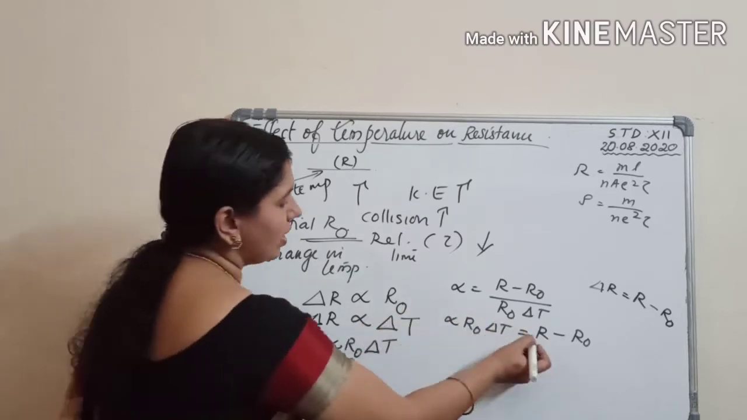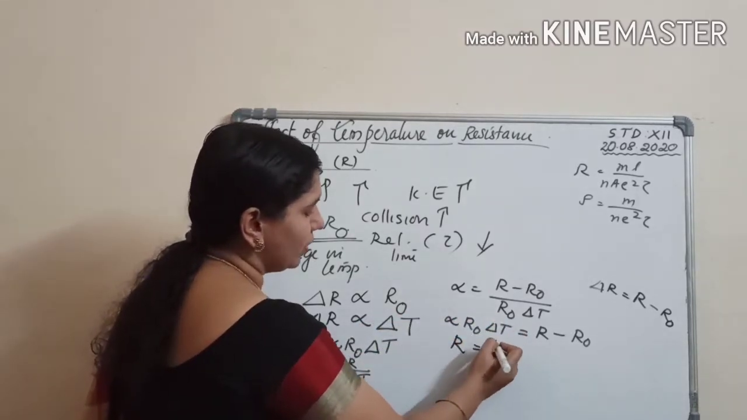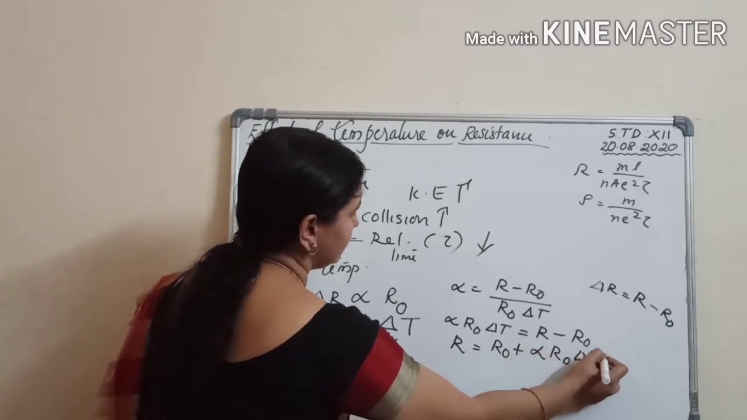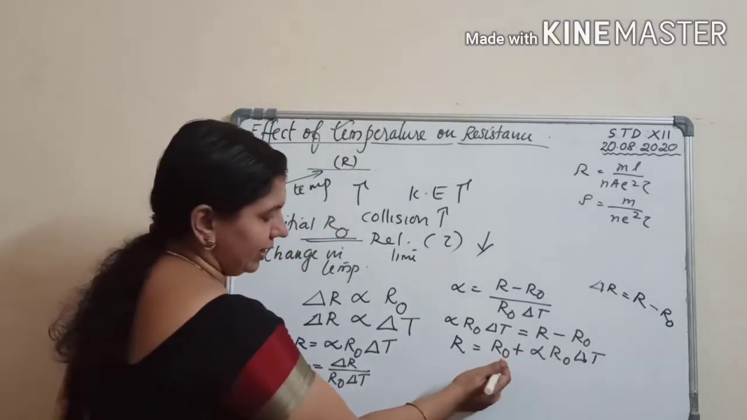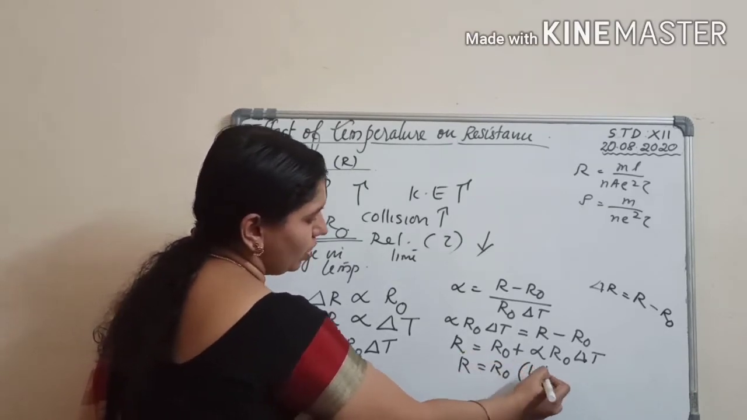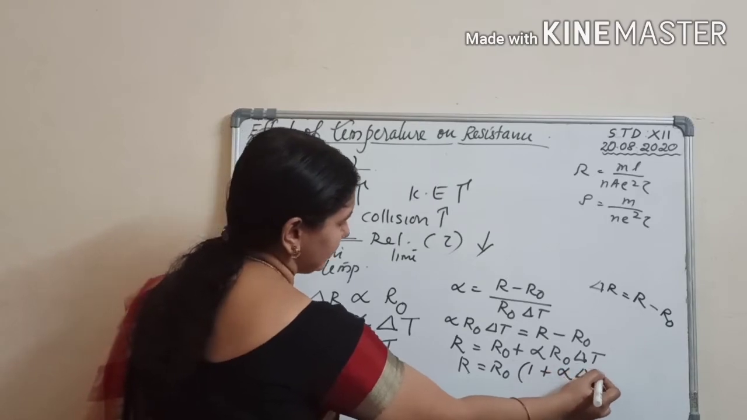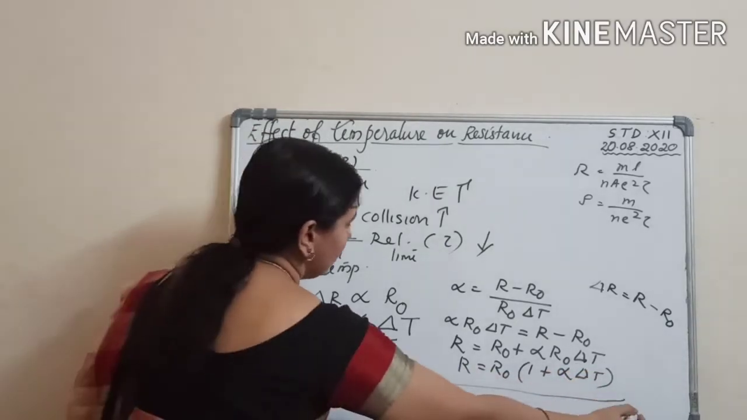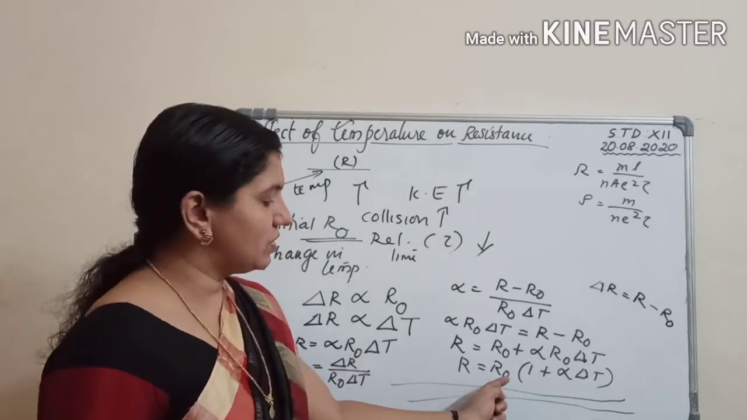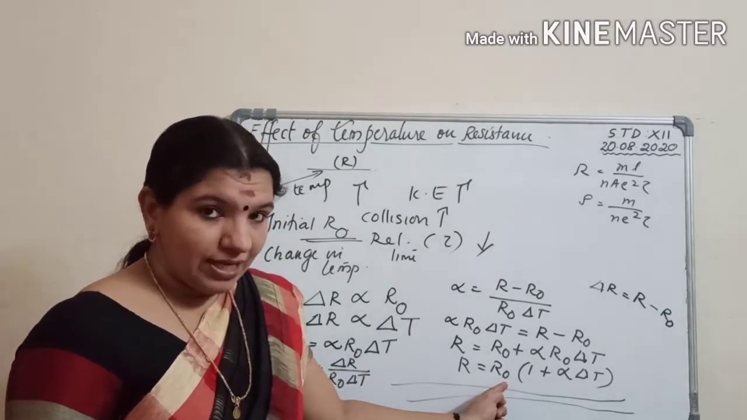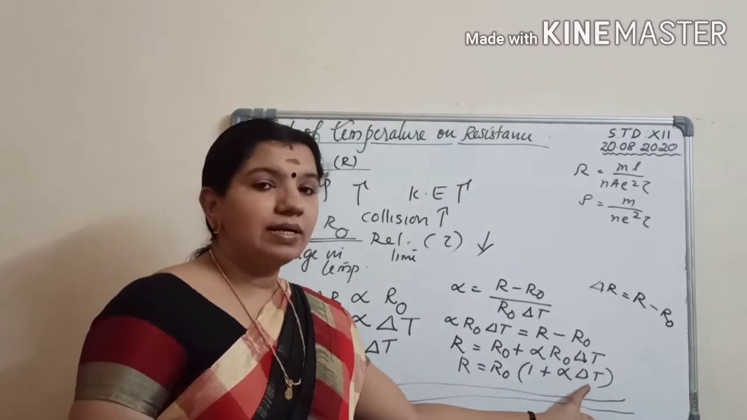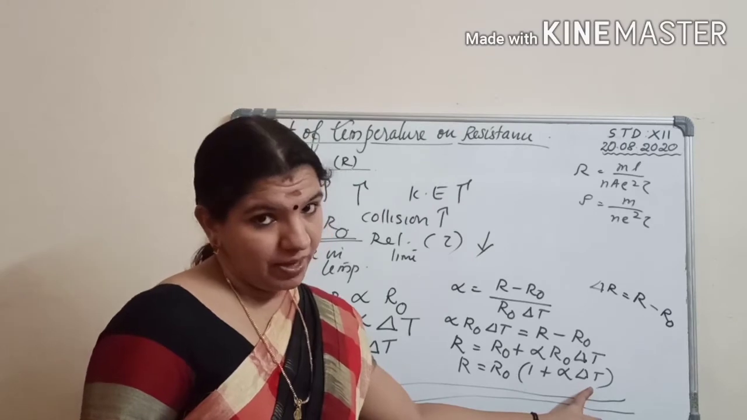Okay. Now what is R? From this equation, R equals R0 plus alpha R0 delta T. Clear? Or you can take R0 outside so that R is equal to R0 into 1 plus alpha delta T. So this is the equation for the final resistance in terms of the original or initial resistance, the temperature coefficient of resistance, and also delta T, which is the change in temperature.